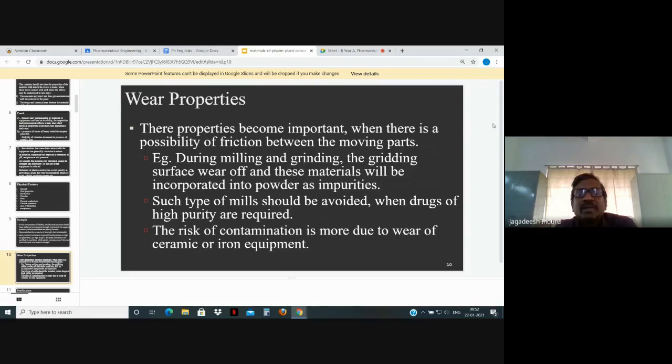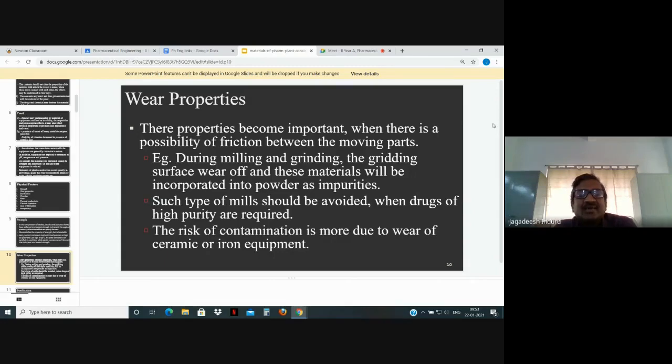Example, during milling and grinding, the grinding surface wears off and this material will be incorporated into the powder as impurities. In milling, we have moving parts, so the surface is going to get impact and friction. This material will be incorporated as impurity in our powders.